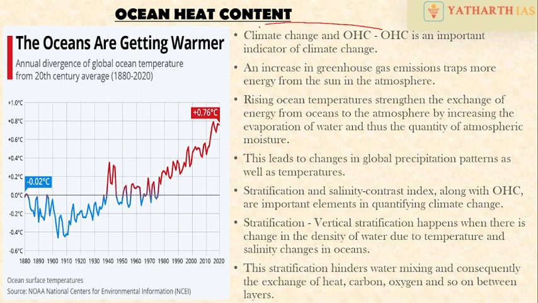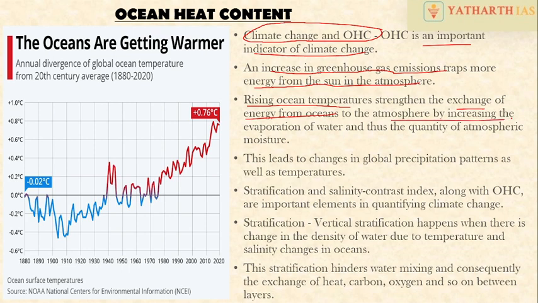So, the ocean heat content is an important indicator of climate change. An increase in greenhouse gas emissions traps more energy from the sun in the atmosphere. The rising ocean temperature strengthens the exchange of energy from oceans to the atmosphere by increasing the evaporation of water and thus the quantity of atmospheric moisture. This leads to changes in global precipitation patterns as well as temperatures.